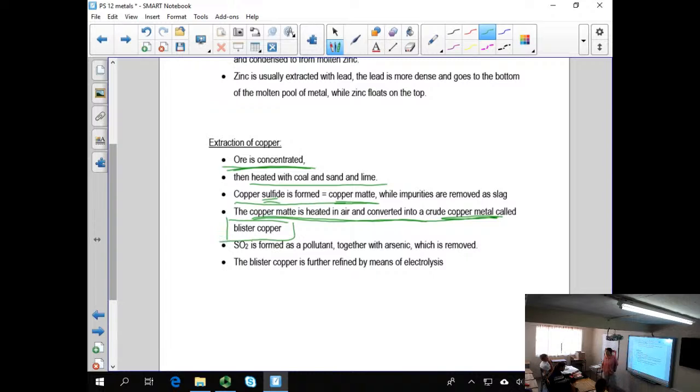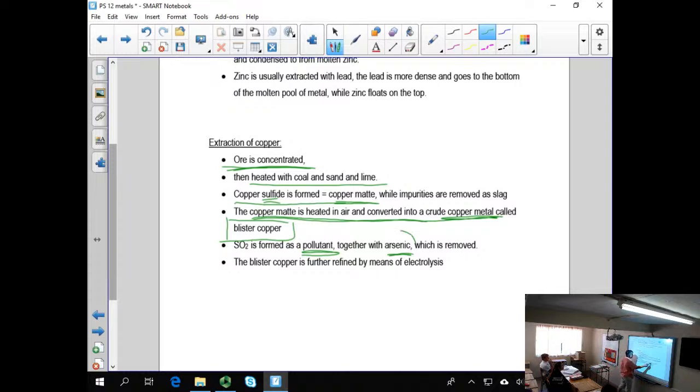And I think I said to you the other day, we can sometimes see these lorries containing the blister copper traveling through to Swakopmund, all right, coming from Shumep mine. The sulfur dioxide that is formed, once again, is a pollutant, together with a little bit of arsenic. This has to be removed, all right?